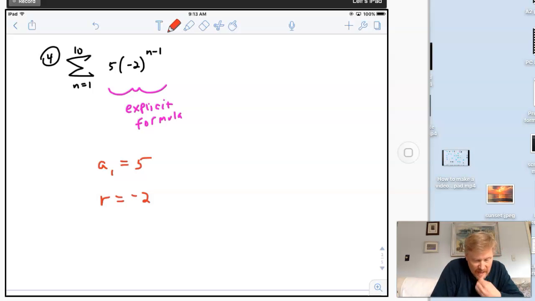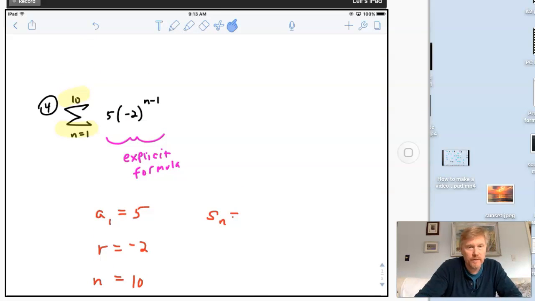Okay. And I need to know the quantity of numbers, which I will get from looking at these 2 numbers right here on the sum form. It goes from 1 to 10, which means there are 10 numbers in that sequence. So, if I wanted to know what the 5th number in that series is, you just plug in 5 for n, and then take negative 2 to the 4th power once you subtract 1, and then multiply by 5, and you get your answer, okay?